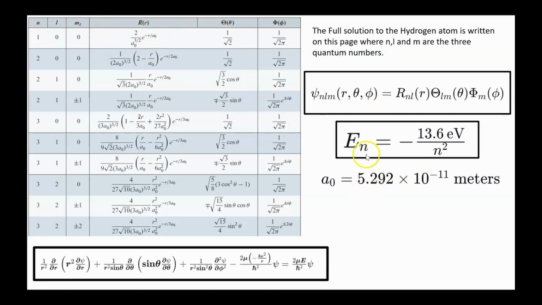The wave function corresponding to n equals 1 has n equals 1, l equals 0, m_l equals 0. We're going to go through and analyze these on the next several slides, so right now I'm just presenting this information to you.